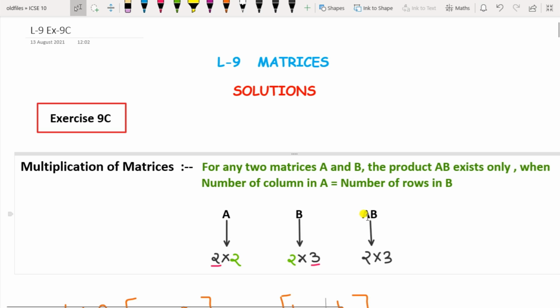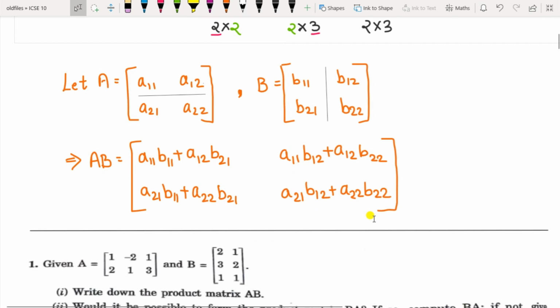The product of these two matrices will be AB. Now what will be the order of AB here? To write the order of AB, that is the product matrix, you have to consider the rows of the first matrix and the columns of the second matrix, that is 2 by 3. So 2 by 3 will be the order of this product matrix AB. Okay. Now how to multiply the elements here.